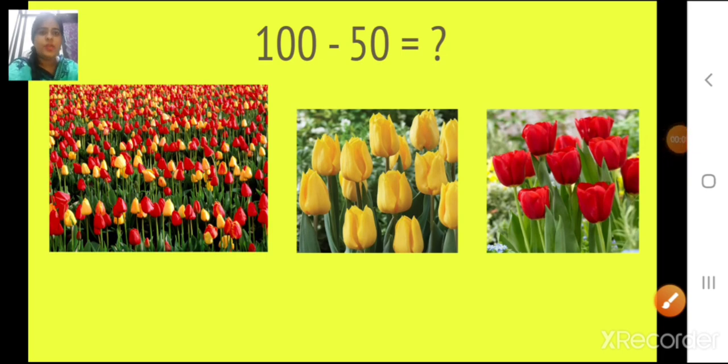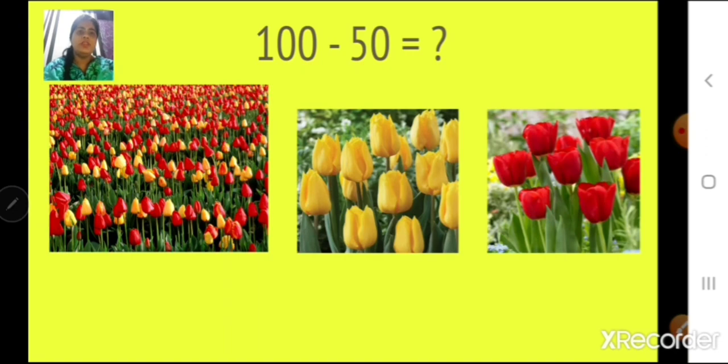After framing, we have to also solve the question. Okay, we have to write the proper statements, then we have to subtract, and then we have to write the final answer. Okay, children? Now, children, remember the first number, which is 100. It's a bigger number, the minuend. Okay, the minuend is always the total number.